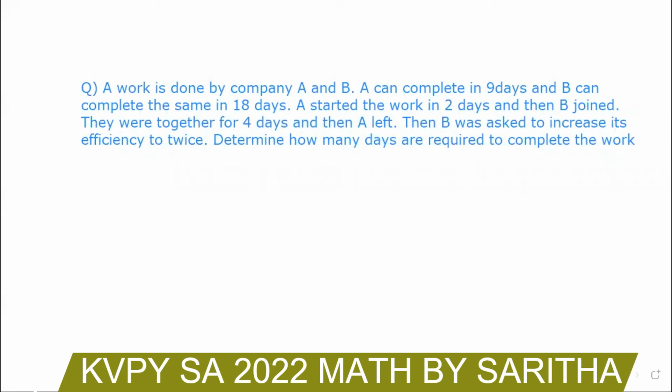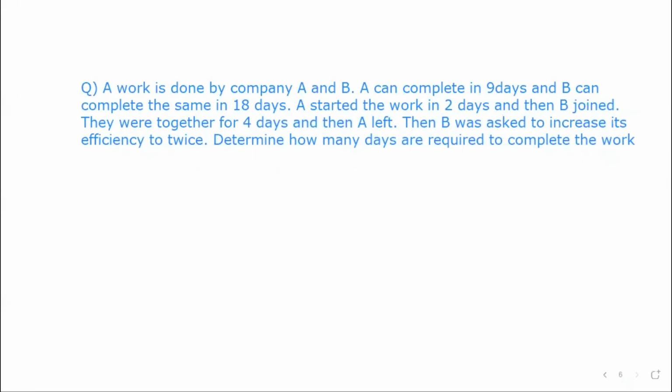Let's see the next question. The work is done by company A and B. A can complete the work in 9 days and B can complete the same work in 18 days. A started the work for 2 days and then B joined. They were together for 4 days and then A left. Then B was asked to increase its efficiency to twice. Determine how many days are required to complete the work.